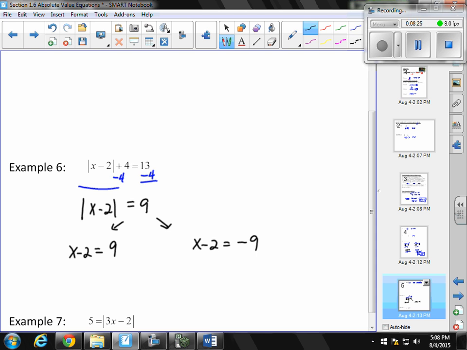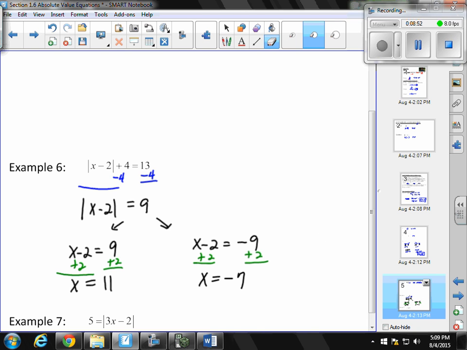And then we solve our equations. I'm going to add 2 to both sides of the equation. And my final result, x equals 11. Add 2 to both sides of this equation, and I get x equals -7. So my solution set is -7, comma, 11. That skipped on me. Let me rewrite that. Solution set, -7, comma, 11.